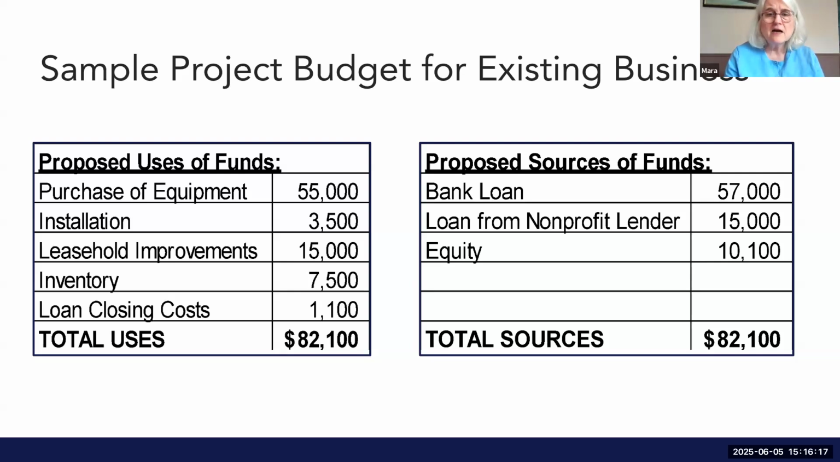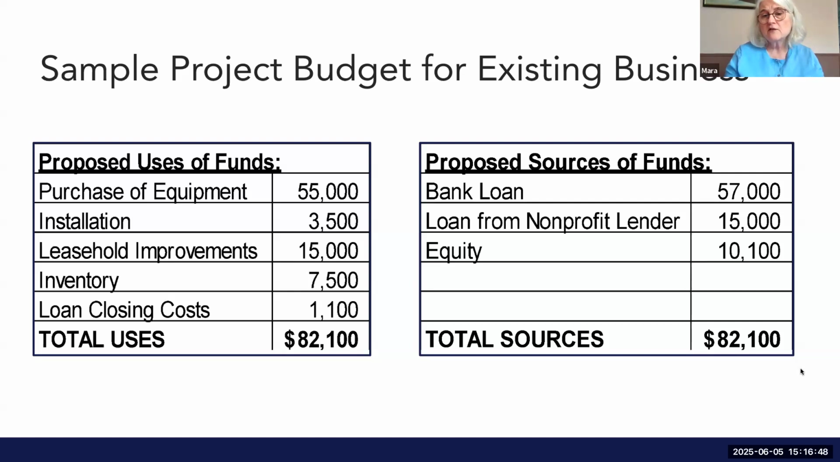And that's really not enough for our company to want to do. They would deplete too much of their cash in their checking account. So they approach a nonprofit lender like an NDC or a Metropolitan Consortium or another nonprofit lender in the community. And that lender is willing to provide them with another $15,000 as a loan, which means that now the rest of it, $10,100 from their equity, is enough to complete the project.